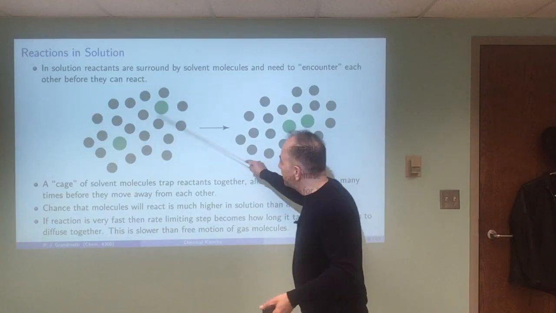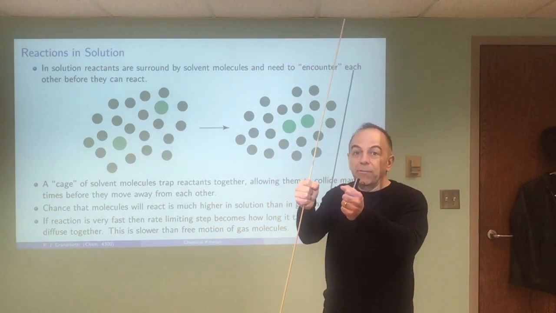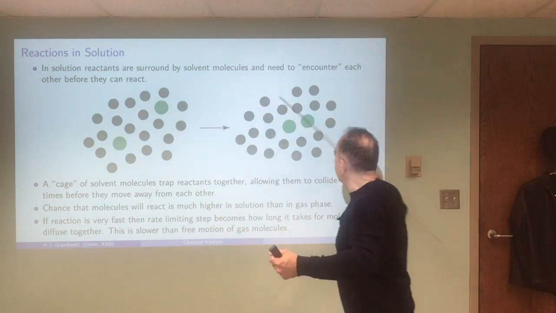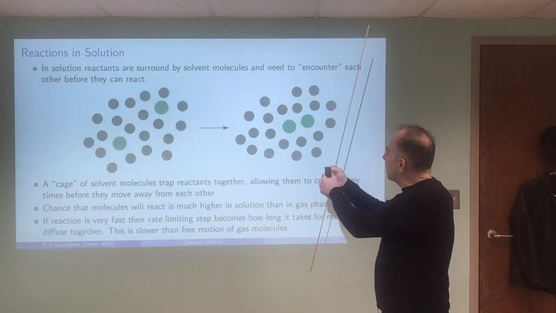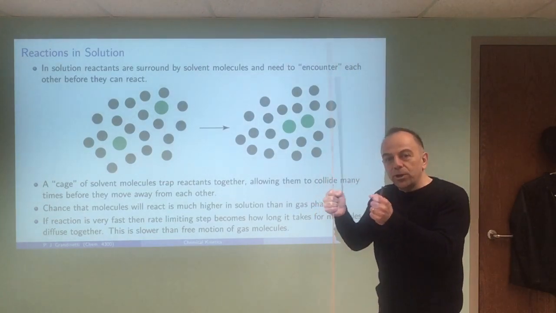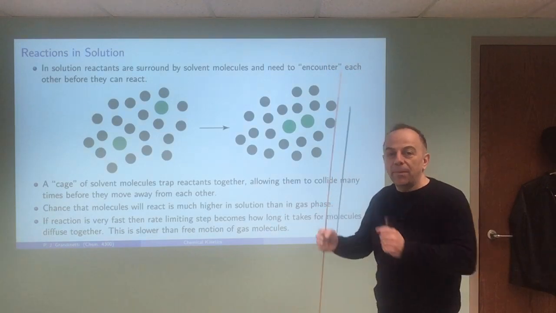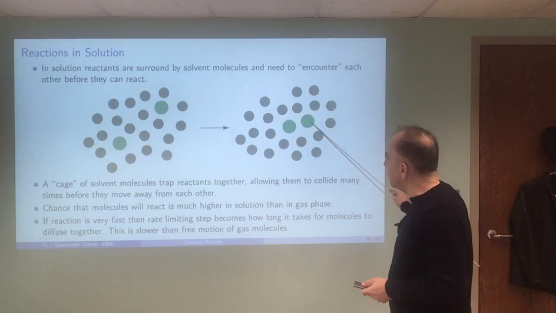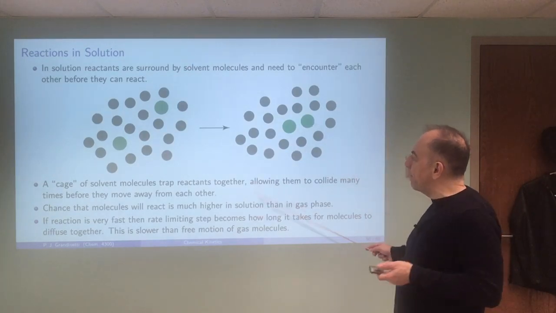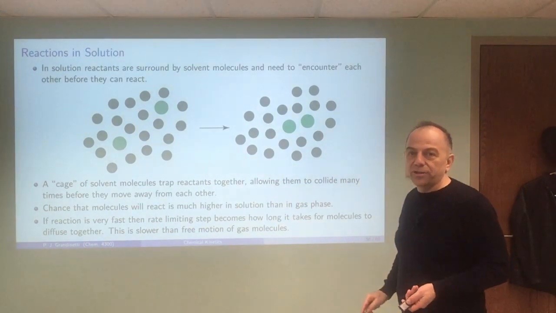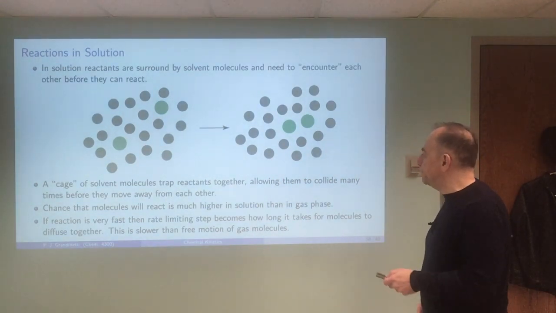In the gas phase, these guys would collide, they would either react or not, and then they would go off. But here you can see they come together. When they collide in the solution, the solvent molecules hold them together and increase very much the chance that they're going to react. So if this reaction is fast enough, then the rate limiting step becomes how long it takes for them to actually find each other in solution and for them to react.